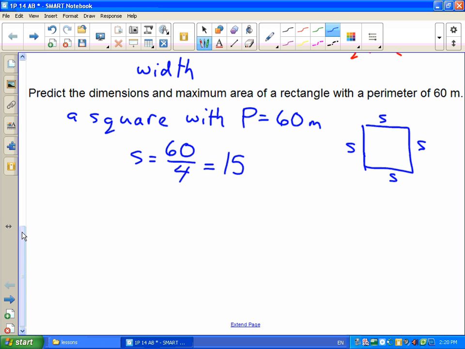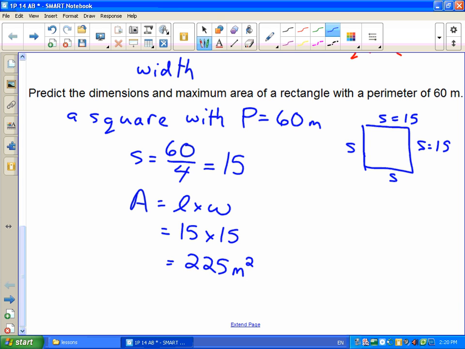Well, if each side is 15, what's the area of this thing going to be? How can we calculate that? 15, 15. Well, let's see. The area is, how do you calculate the area of a square here? And what is length times width going to be? What's our length and what's our width? Drake, what is our length and our width here? 15 and 15. So we just multiply those two together, and we would get 225 meters squared. And that would be our maximum area.